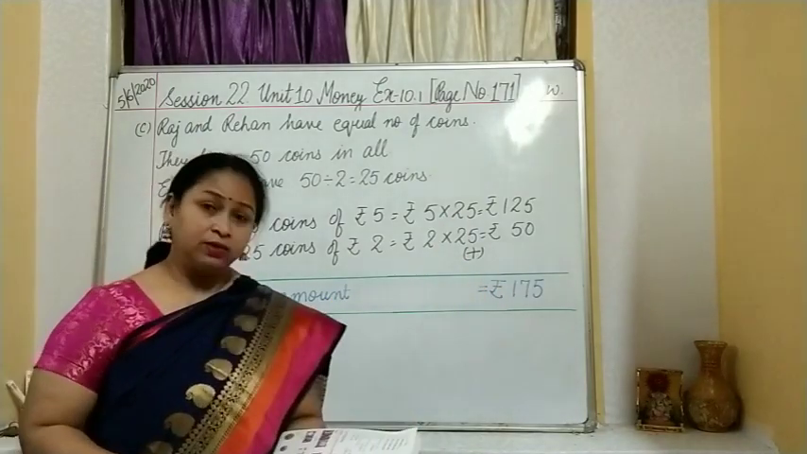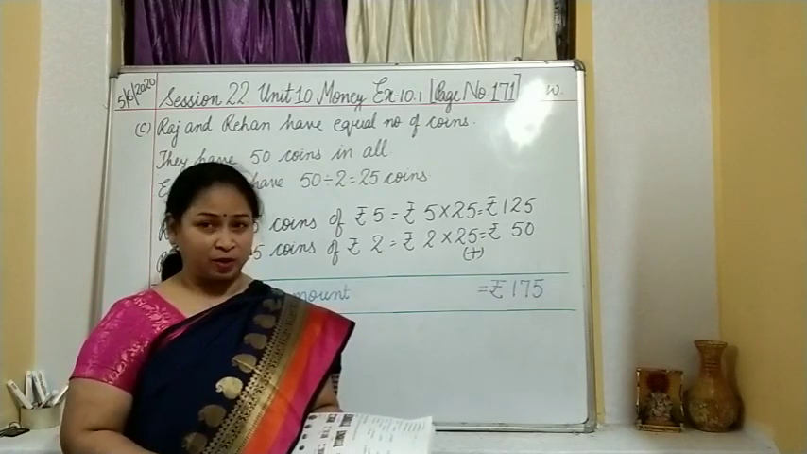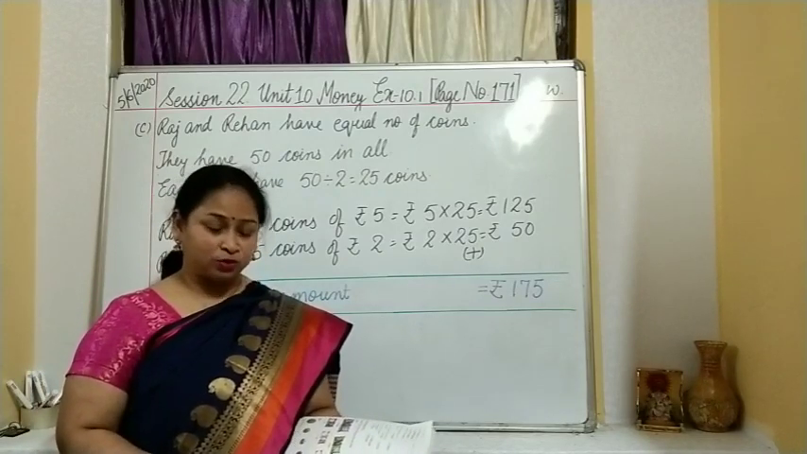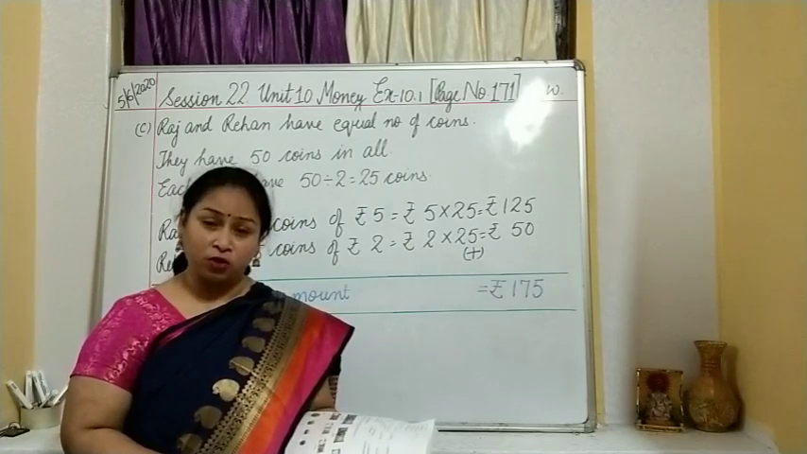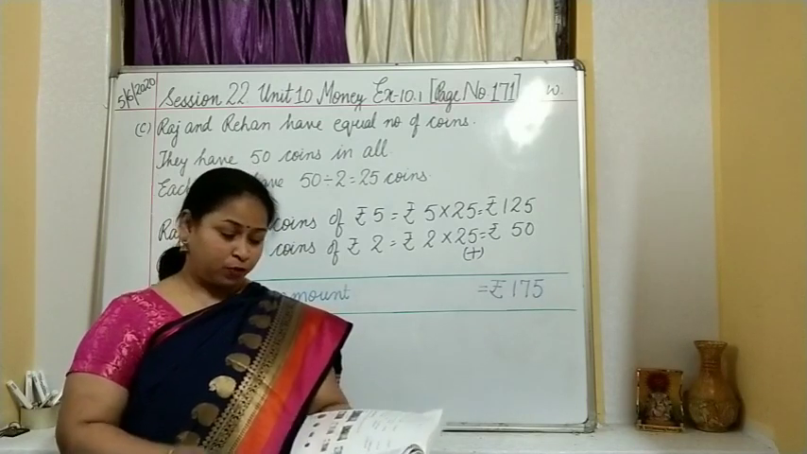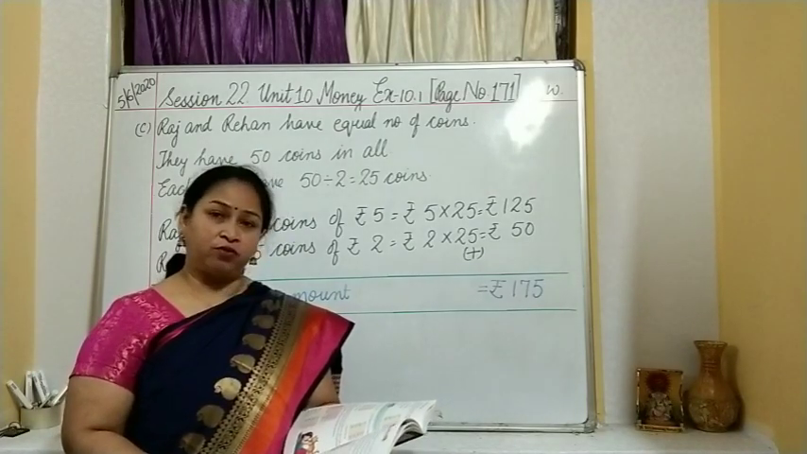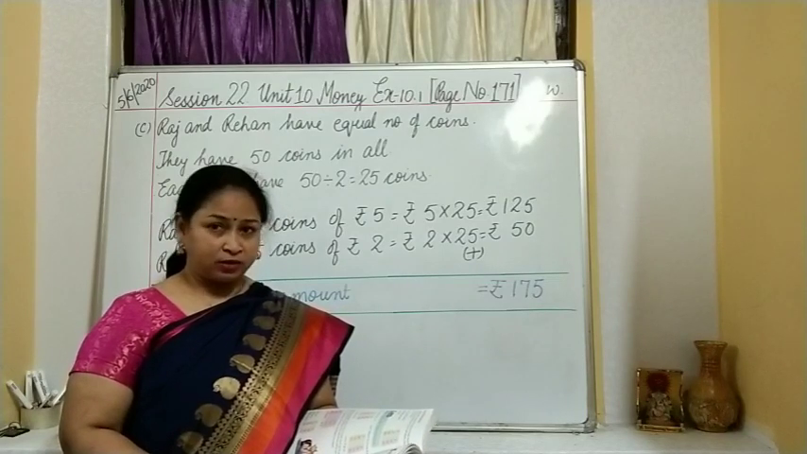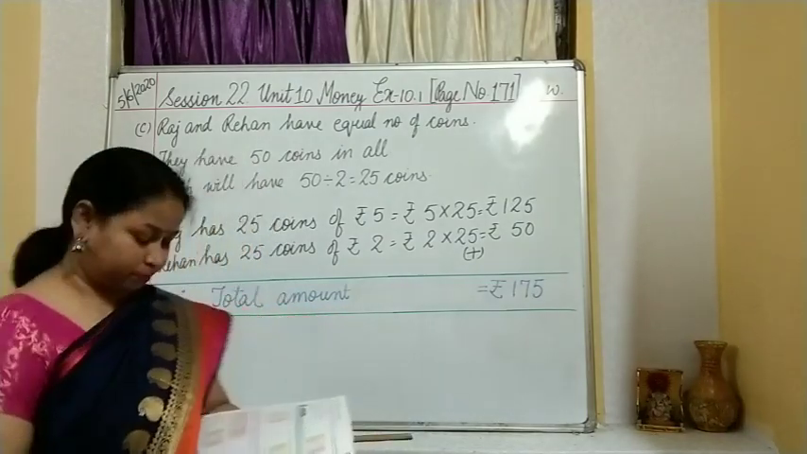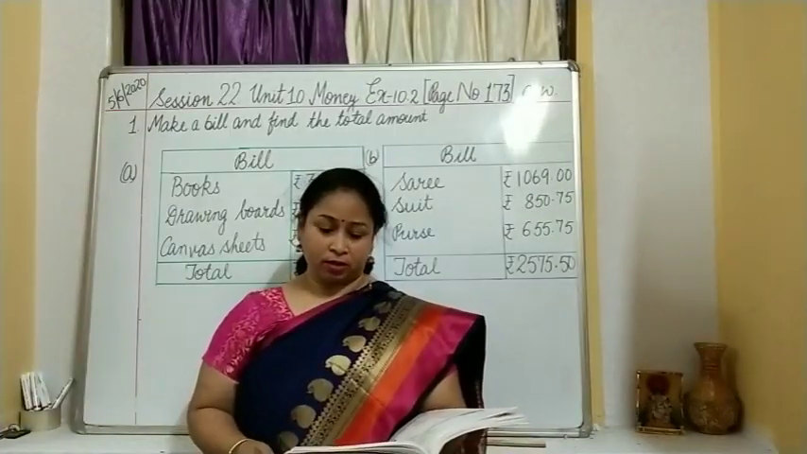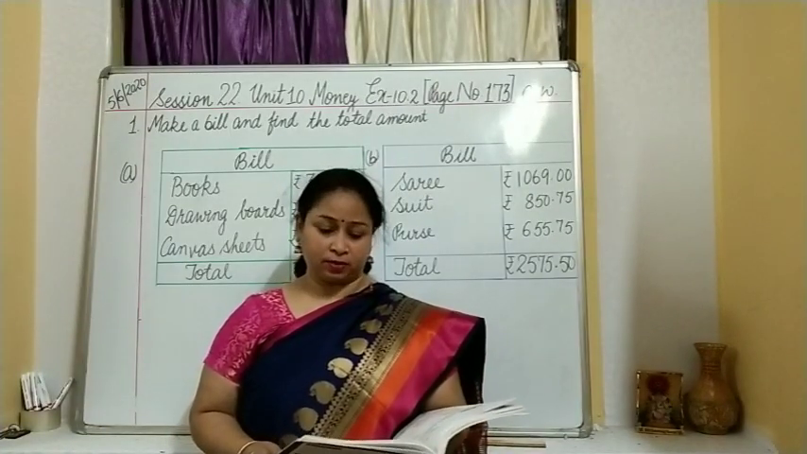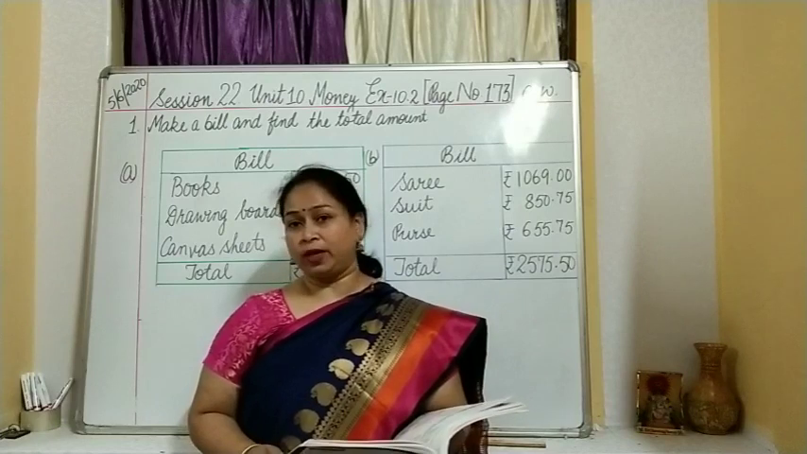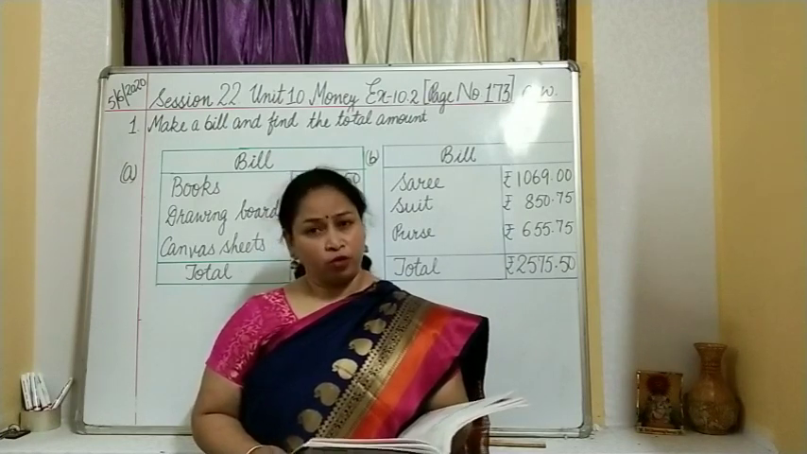So with this we complete exercise 10.1, isn't it? So it is so short as well as so simple. Okay, since we have time left with us, I'll be starting exercise 10.2 right now. So children, the second exercise is based on how to make a bill. Okay, do you know what is the bill?